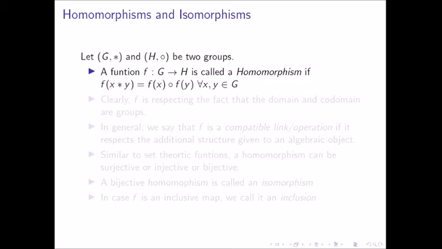Let G and H be two groups with their operations star and circle respectively. So a function f from G to H is called a homomorphism if f of x star y is equal to f of x circle f of y for all x, y belonging to G. So basically this function is respecting the fact that there exists an additional structure on the domain and also the codomain, and also supporting it by giving this multiplicative form and splitting of the function. So what does this tell us?